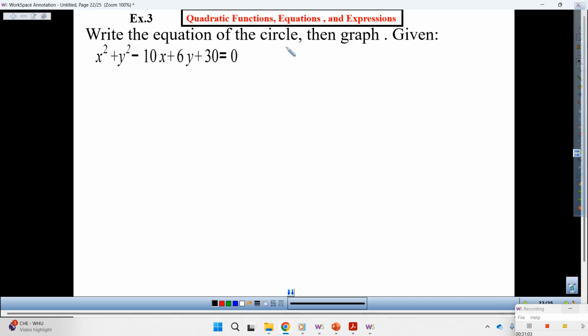Is that correct? But then they want us to graph it. So what does the standard form equation look like? Well, (x minus h) squared plus (y minus k) squared equals r squared. It needs to look like this, is that correct? But right now it doesn't. Well, guess what? I didn't give you plenty of practice, muscle memory, to get this one done. Ready? All right, here we go. Let me zoom in.